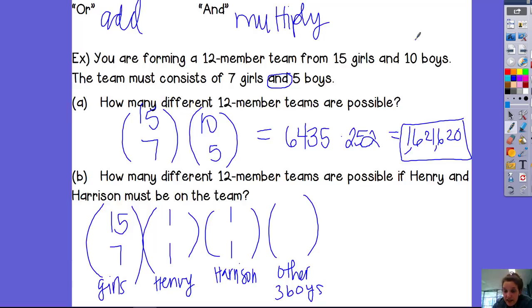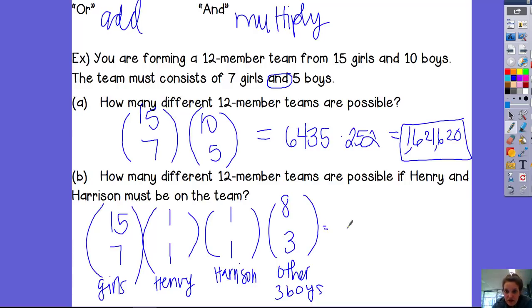So what that means is I started with 10 possible boys to choose from. I chose Henry, so that means I had 9 boys left to choose from, and then I also had to choose Harrison. So right now I have 8 boys left to be chosen because I already chose 2 of the 10. And then I have already taken 2 of my 5 boy spots with Henry and Harrison, which means I only have 3 other boys left to choose.